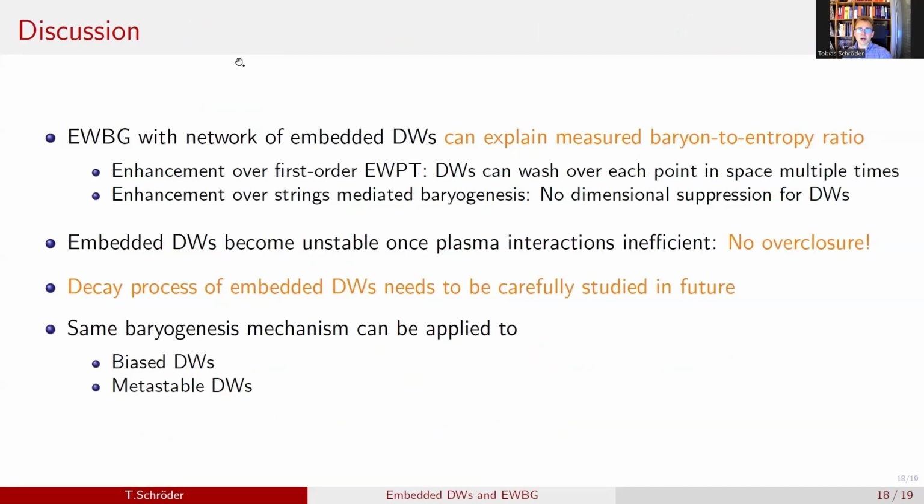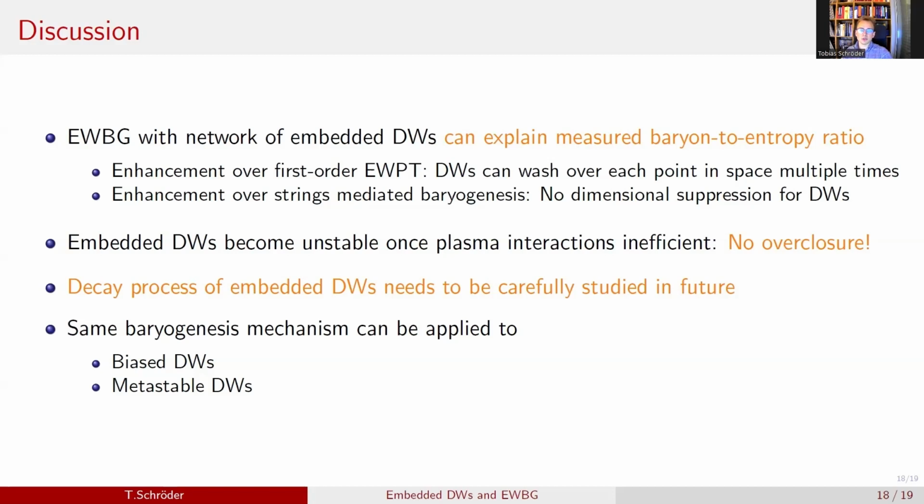Finally, let me now come to the discussion and summarize our results. We have seen that electroweak baryogenesis with a network of embedded domain walls can explain the measured baryon to entropy ratio. Compared to electroweak baryogenesis with a first-order electroweak phase transition, we get an enhancement because domain walls can wash over each point in space multiple times. In a first-order electroweak phase transition, the bubble wall can do so only once.